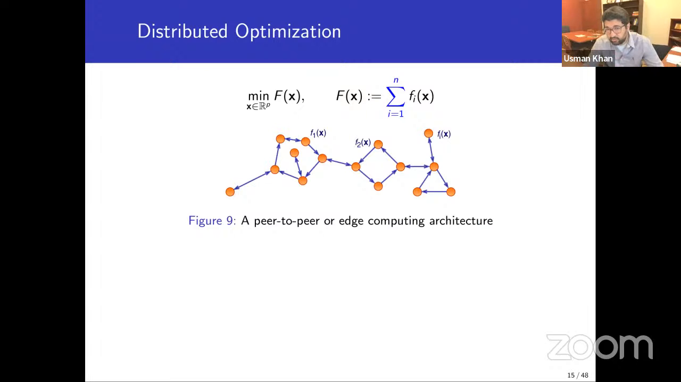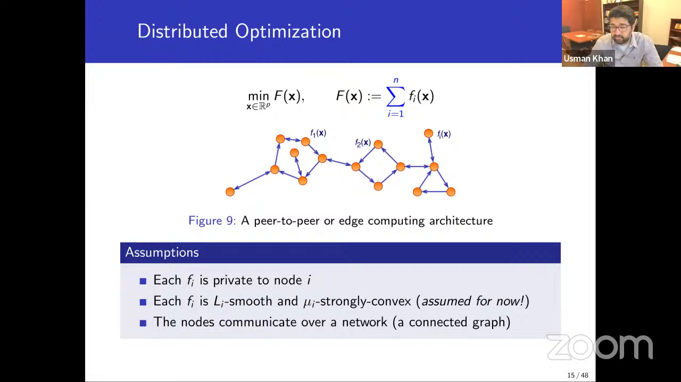Problem formulation. I'll redefine my problem for distributed data scenarios. I want to minimize a function capital F, uppercase F, where the function is a sum of local functions such that each local function lives on this communication graph. So F1, F2, generically called Fi, and I have a total of n such nodes. Each Fi is private to node i.